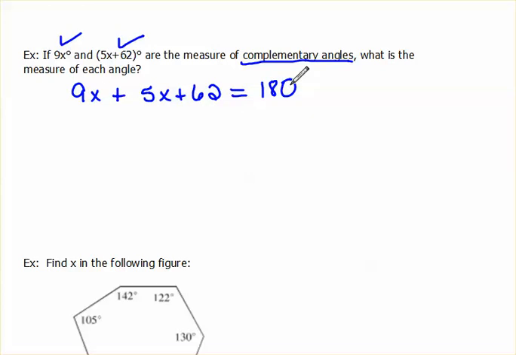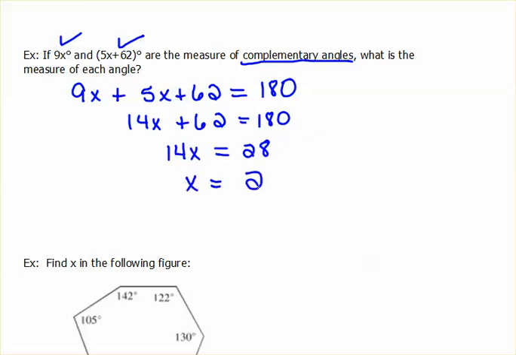Now that is just an algebra problem that we can solve. 9x and 5x would be 14x plus 62 equals 180. And if we subtract 62 from both sides, we get 14x equals 28. And then if we divide both sides by 14, we get x equals 2. So we know what x represents now.